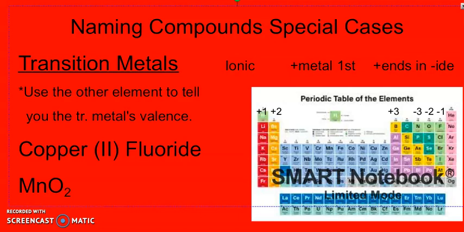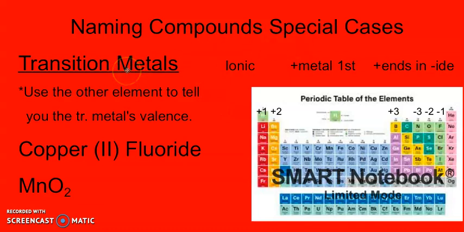We have had instruction on how to name chemical bonds. You may remember we had rules for ionic bonds and rules for covalent bonds. Well, there are some special cases that I want to devote this video to. Naming compounds in special cases.